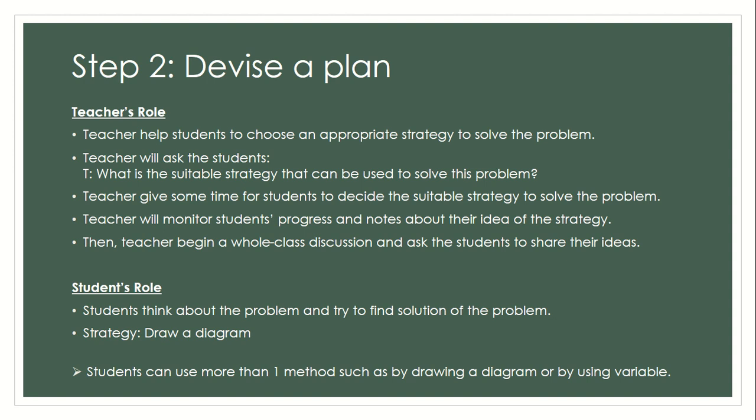While students are discussing, the teacher will monitor their progress and note their ideas about the strategy. Then the teacher will begin a whole class discussion and ask students to share their ideas. Students will think about the problem and try to find a solution. An example strategy students can suggest is to draw a diagram. Remember that students can use more than one method, such as drawing a diagram, or using a variable, and so on.